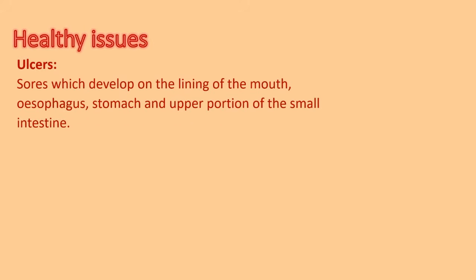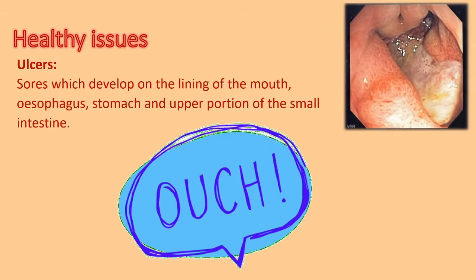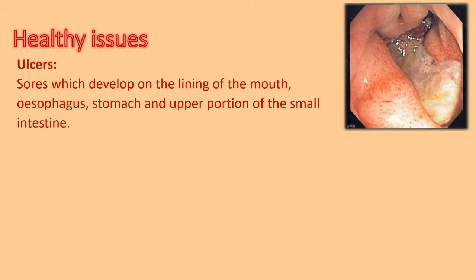There are always health issues related to nutrition. Firstly, unhealthy diets can result in ulcers. These are sores that develop on the inside of the mouth, mostly in the esophagus and the stomach, and also in the upper portion, the first part of the small intestine. This can become so severe that it can lead to internal bleeding, which can cause a person to actually die.